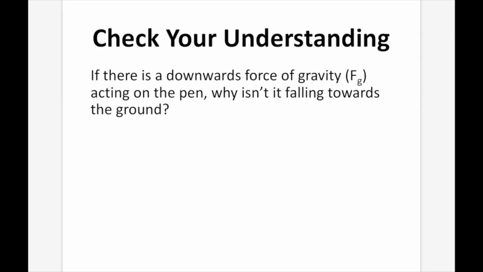So back to our pen example. If there's a downward force of gravity acting on the pen, so we talked about the fact that there is an Fg working on the pen, why is it not falling towards the ground? Well, that pen is on your desk, so there's going to be a force opposite to that force of gravity. It's going to be working upwards, and we're going to call that Fn, which is going to be the normal force. So that's one of the forces that are acting on you and the objects around you all the time, the force that's opposing the force of gravity, allowing you to stay stationary.